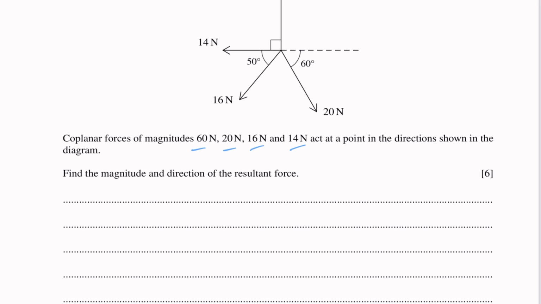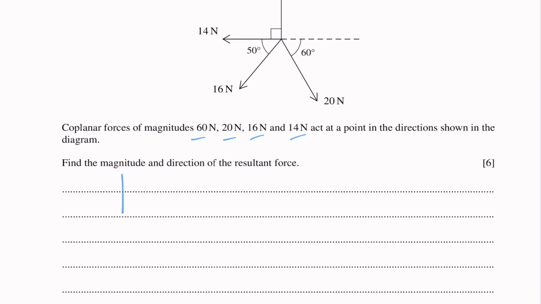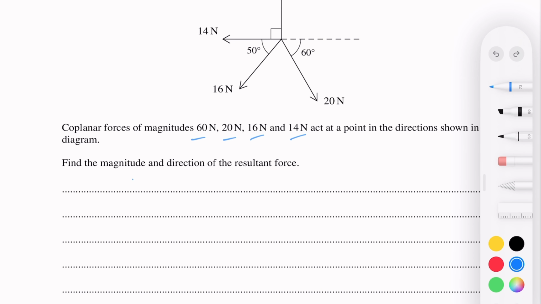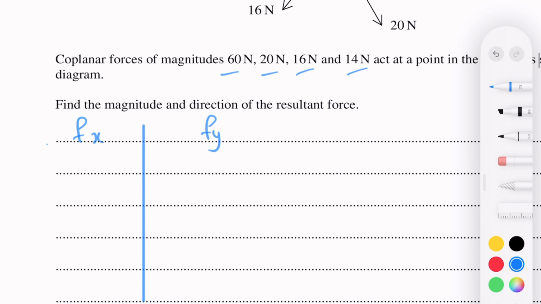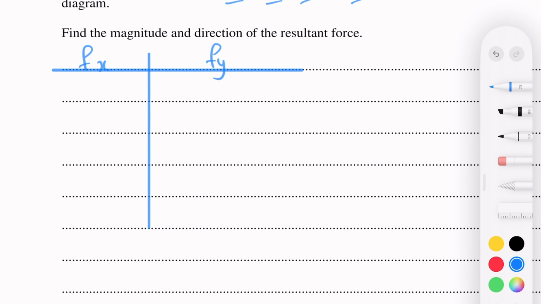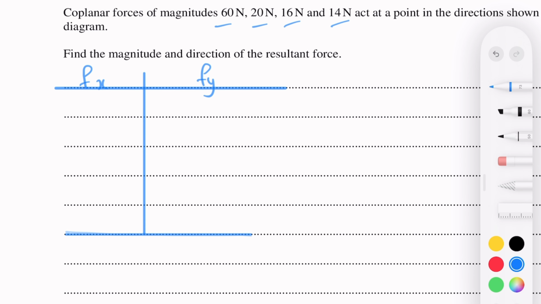Now to find the resultant force, we need to get all the components of the forces in the x direction and all the components of the forces in the y direction. So I'm going to make a table over here, and I'm going to write Fx for components in x, and Fy for components in y, and in the end we're going to add them up and get the resultant using that information.